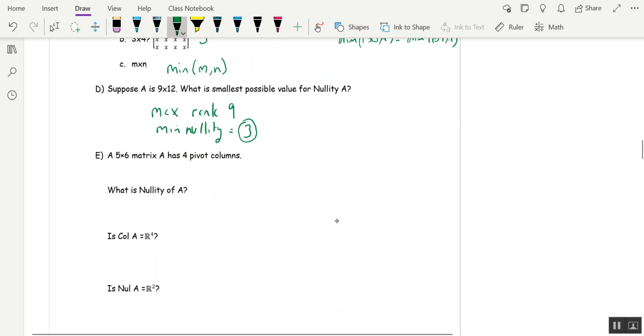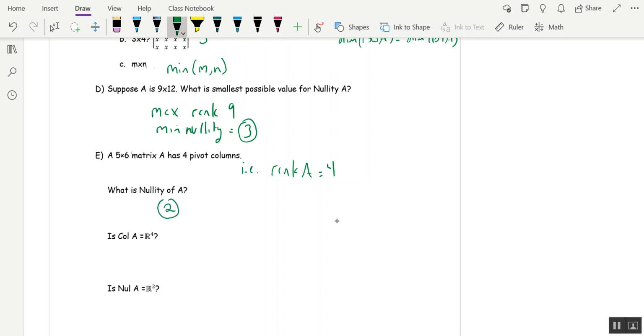Okay. A is 5 by 6, and A has 4 pivot columns. So we're told that the rank, this means i.e., rank A is 4. What is the nullity of A? Well, the rank plus nullity has to be 6. So the nullity of A is 2.